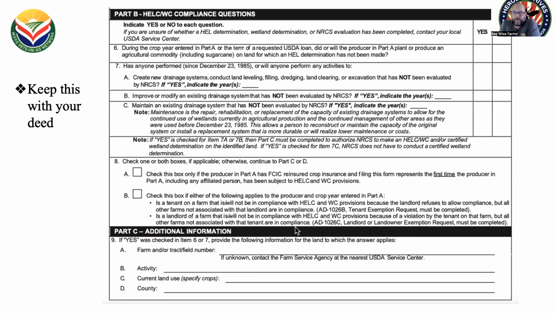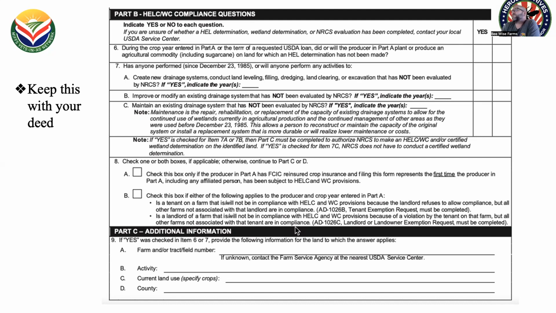Now, the next part is part B. These are the actual compliance questions about the wetlands or potential wetlands on your land. So let's go through this. You're going to indicate yes or no to these questions on this table here. The first question, number 6: during the crop year entered in part A, so if 2023 is the crop year, that's what we're talking about.